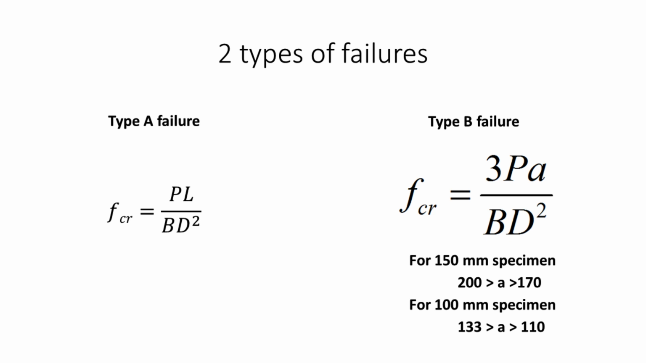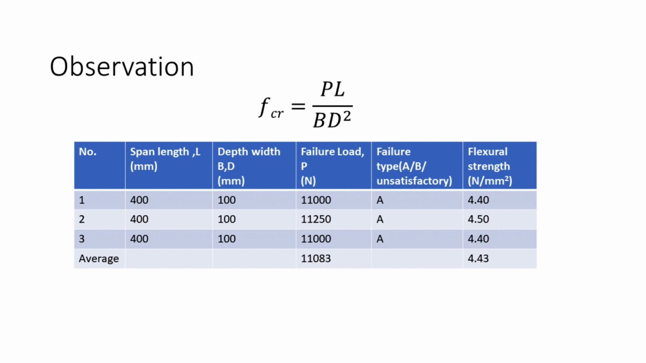Unsatisfactory failure is when the fracture initiates in the tension surface outside of the middle third of the span length by approximately more than 5% of the span length. When A is not in the given range, the results of test shall be discarded. Once the test is performed, note down the failure loads in the observation sheet and observe the type of failure. Failure in our sample is obtained as type A failure. Modulus of rupture can be calculated with the given formulae as per IS 516. Flexural strength of the specimen is expressed as the modulus of rupture.